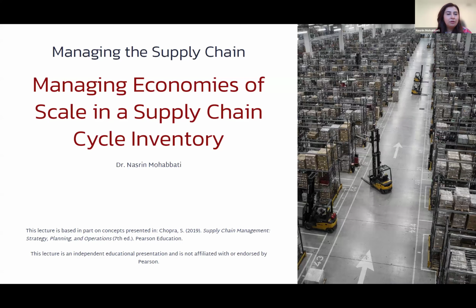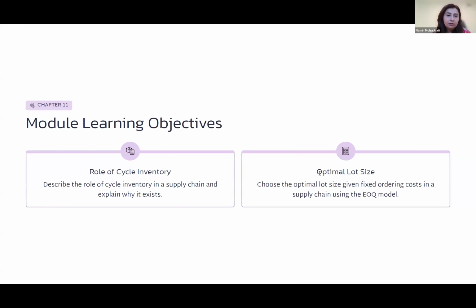In this lecture, I will be talking about managing economies of scale in a supply chain cycle inventory. One of the critical decisions that we make in any supply chain is about inventory. In the previous lectures, you learned how inventory affects the entire supply chain. So in this chapter, we will cover the role of cycle inventory in any supply chain and also talk a little bit about deciding the optimum lot size when we are ordering inventory based on the demand and some other criteria.